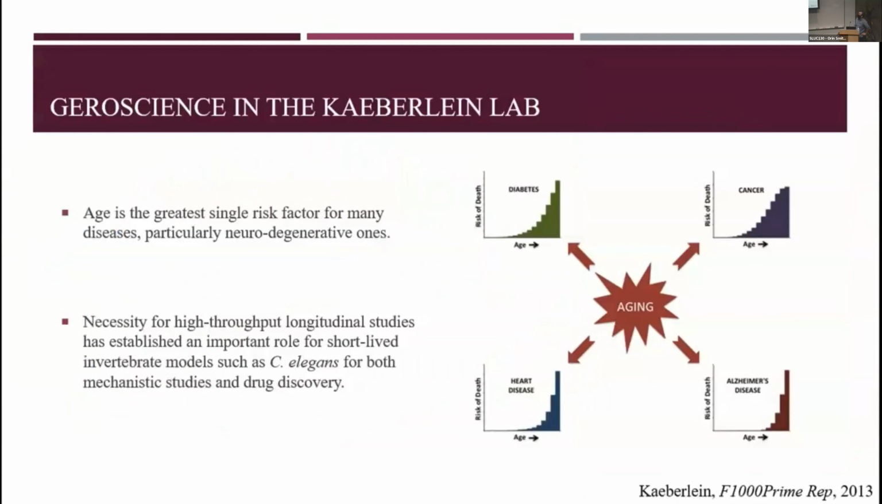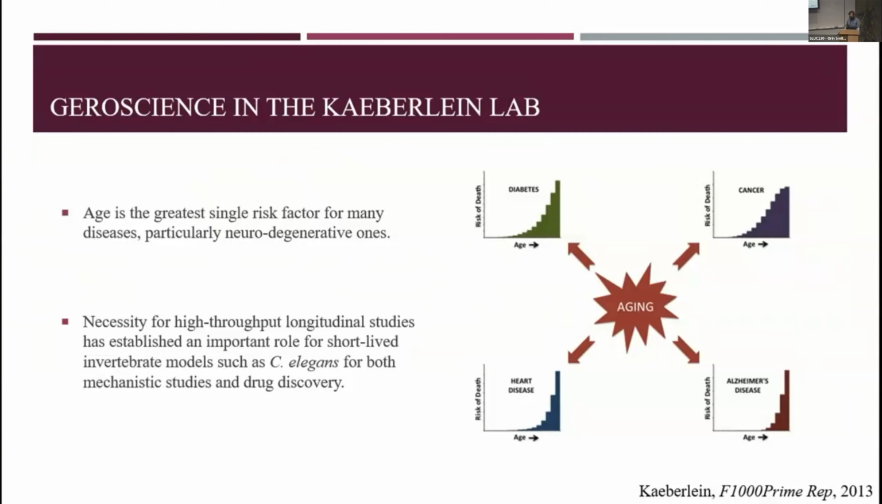So some of the other speakers here today have done a great job of introducing the concept of geroscience and why we study the things that we do. But the thing that I want to highlight that forms a lot of the basis for our research is that the necessity for high throughput longitudinal studies has established this really pivotal and important role for model systems, particularly invertebrate ones such as C. elegans, to provide a tool set for both mechanistic studies as well as drug discovery, and provides the scale that's necessary to do the big foundational experiments that drive a lot of the research.